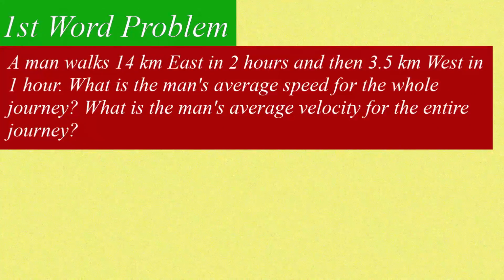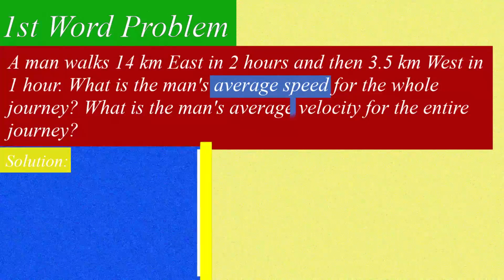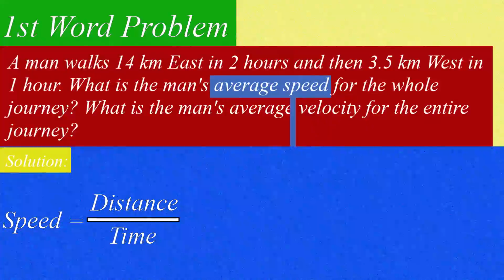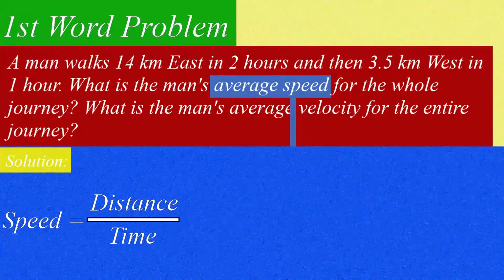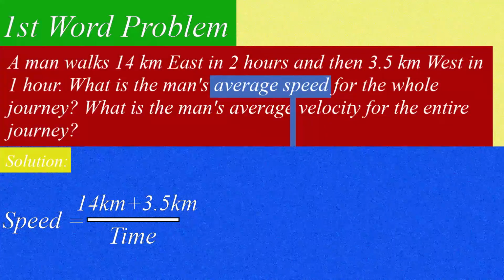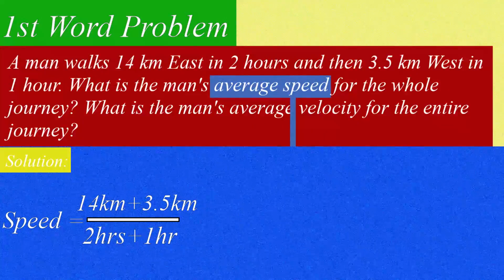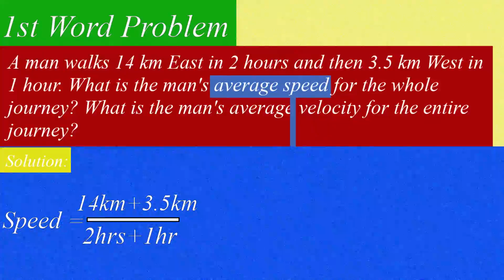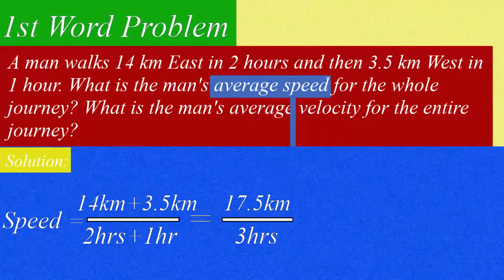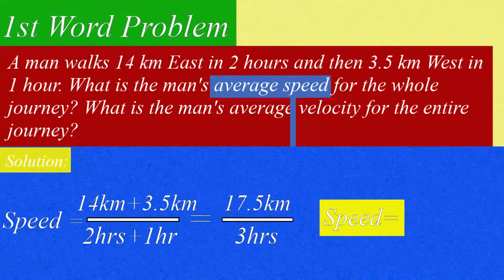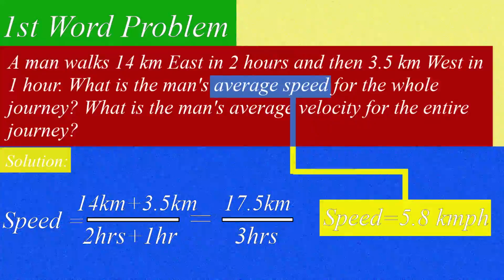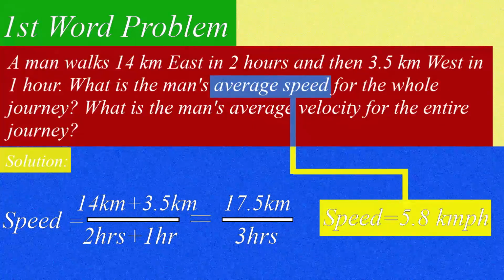So, in order to find the average speed, we have to use the formula for speed, which is distance over time. So we will have 14 kilometers plus 3.5 kilometers over 2 hours plus 1 hour. So the average speed is equal to 17.5 kilometers over 3 hours. Our speed will be 5.8 kilometers per hour. So that was for speed.